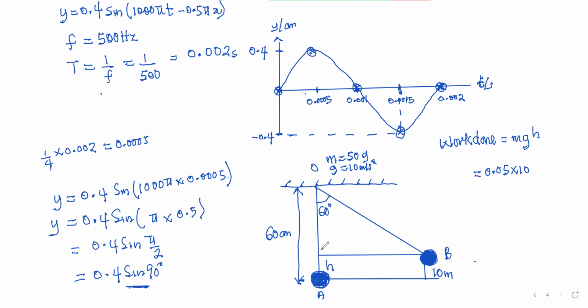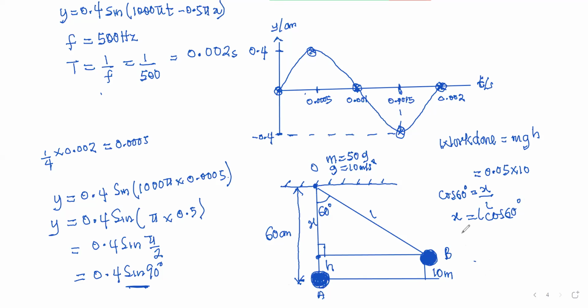So once this is perpendicular to this side, if you take the cosine of 60, cos 60 is equal to this height from this point to this point over the hypotenuse, which is the length of the string L. So X is equal to L times cos of 60 degrees.